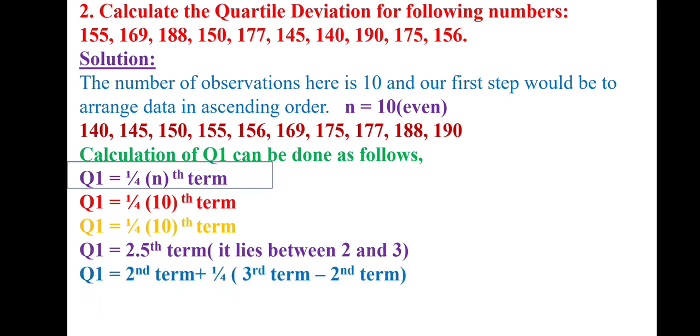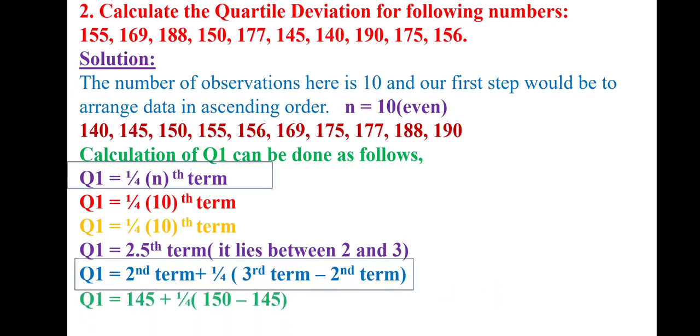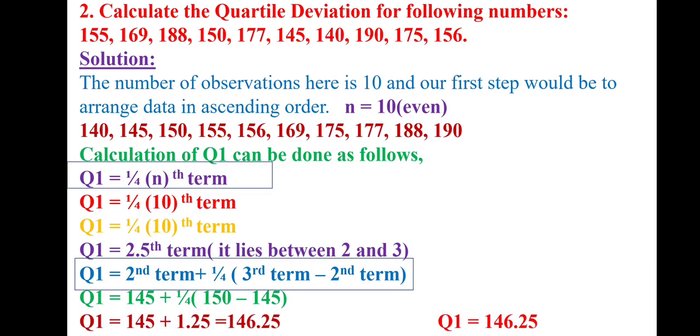Second term plus 1/4 of the third term minus the second term. So substitute: 145 plus 1/4 of 150 minus 145. 150 minus 145 is 5. 5 divided by 4 is 1.25. So 145 plus 1.25 equal to 146.25. Then Q1 equal to 146.25. Similarly we will find Q3 also.